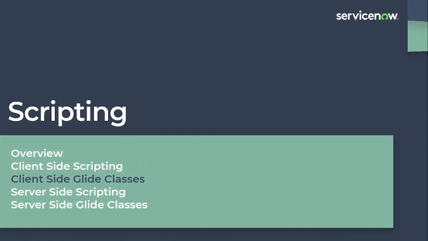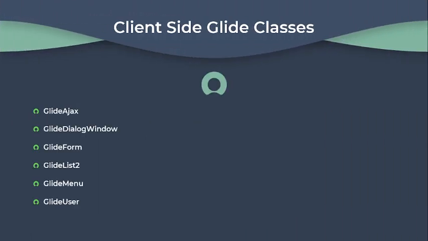Then client side glide classes. The ServiceNow glide classes expose JavaScript APIs that enable you to conveniently work with tables using scripts. Using the glide APIs, you can perform database operations without writing SQL queries, display UI pages, and define UI actions. The following tables provide the different client-side API glide classes like GlideAjax, GlideDialogWindow, GlideForm, GlideList, GlideMenu, and GlideUser.